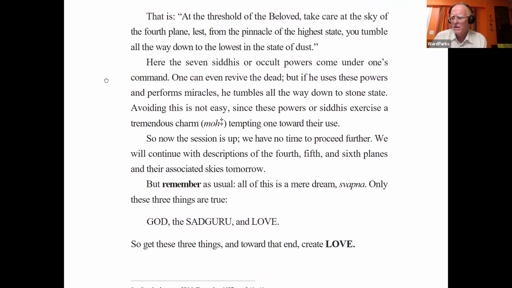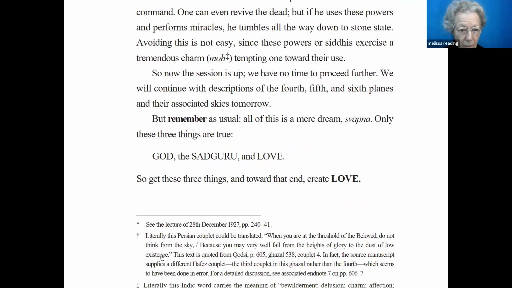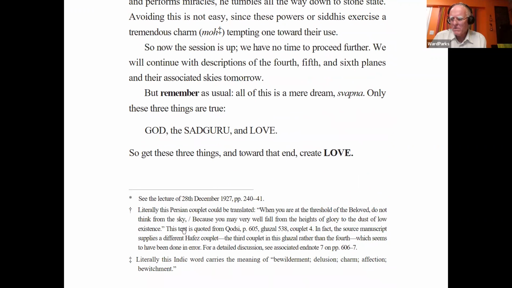Beautiful. That is, we're going down. Do you want to read this translation? This is the literal translation. Yes, literally, the Persian couplet could be translated: when you are at the threshold of the beloved, do not think of the sky, because you may very well fall from the heights of glory to the dust of low existence.